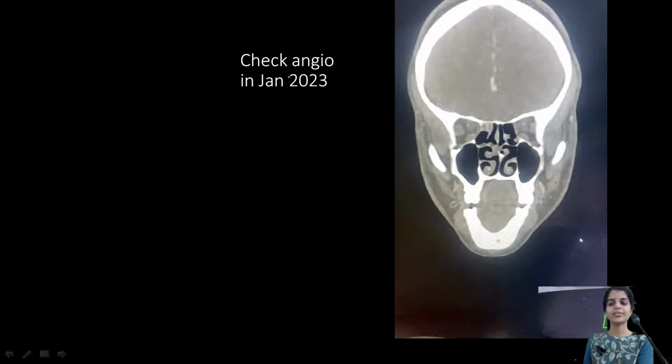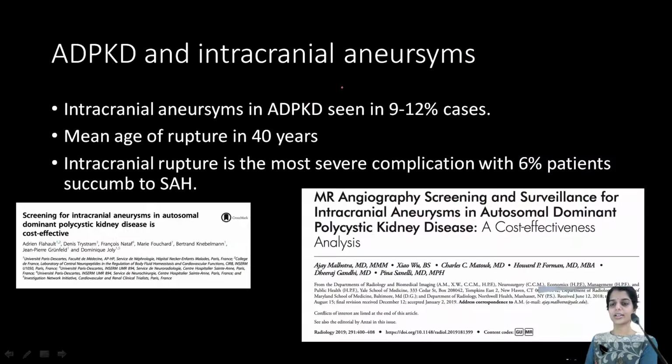So we had a check angio from Jan 2023, but due to a technical problem, this video is not playing. But there is no residual. Both the FD and contour are patent with parent. There is no aneurysm seen now, with parent branches opacifying normally.